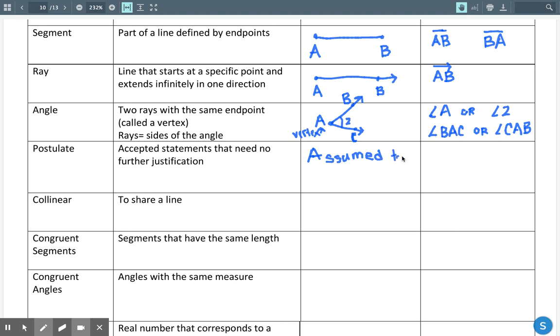Okay, now it's going. So assume to be true. My pen really doesn't like me today. So if I tell you this is the angle addition postulate, you can just go ahead and assume that it's correct. Okay.